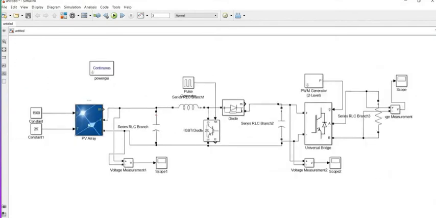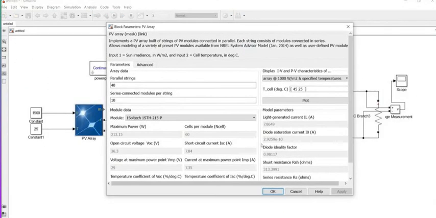Double click on PV array. So here these are the parameters we are taking for our project. So here I am taking the parallel strings 20 and series connected modules 5, and I am taking the 60 cells per module here. Okay, and our open circuit voltage is 36.3 and short circuit current is 7.84. These are the parameters I am taking here, and click on OK.